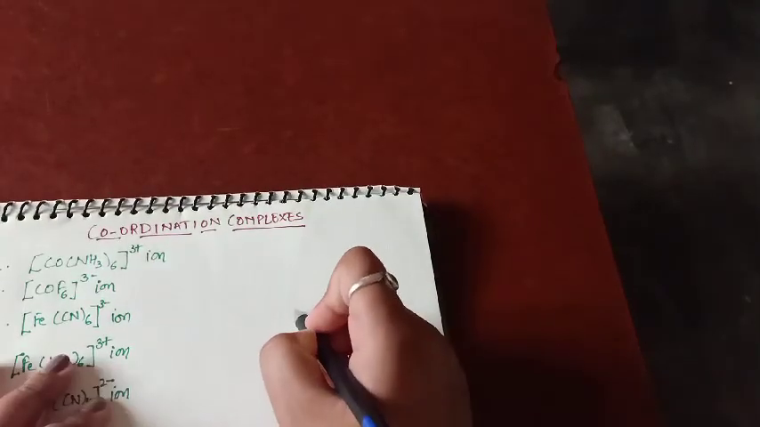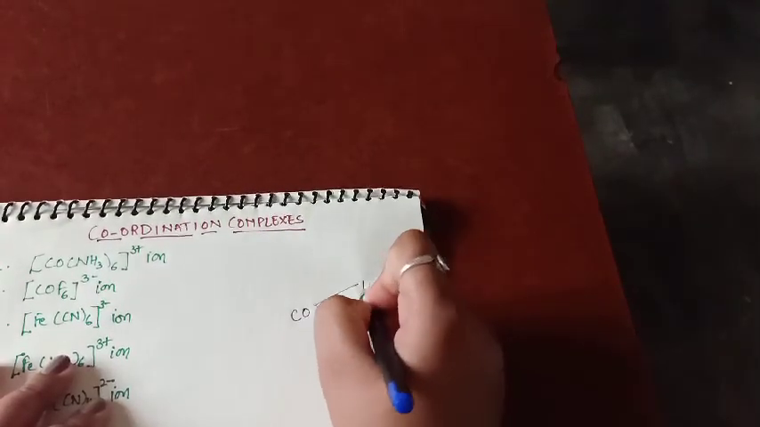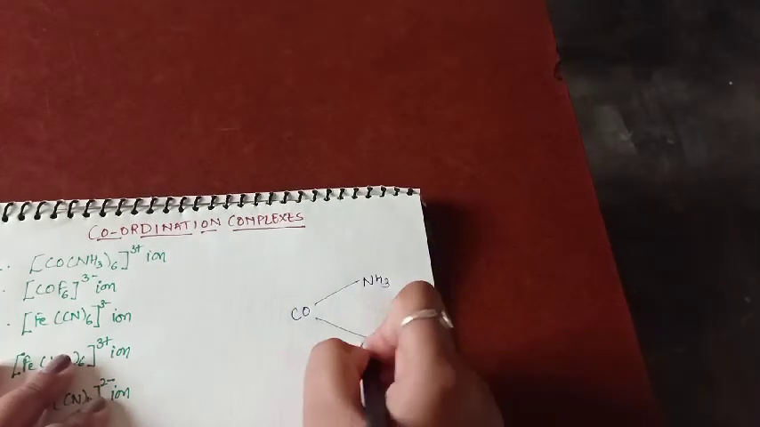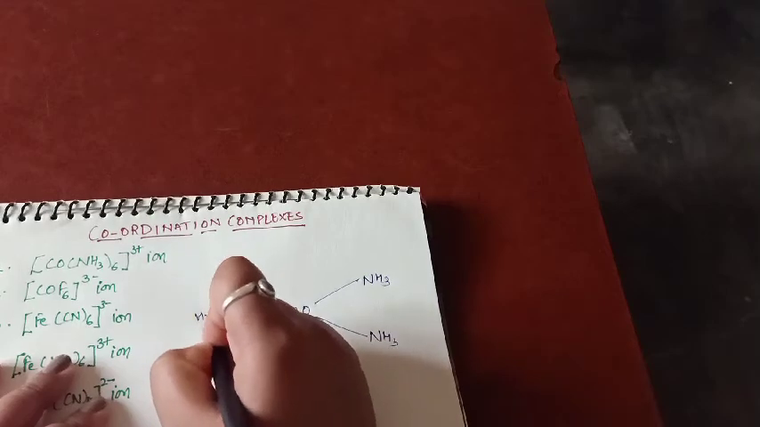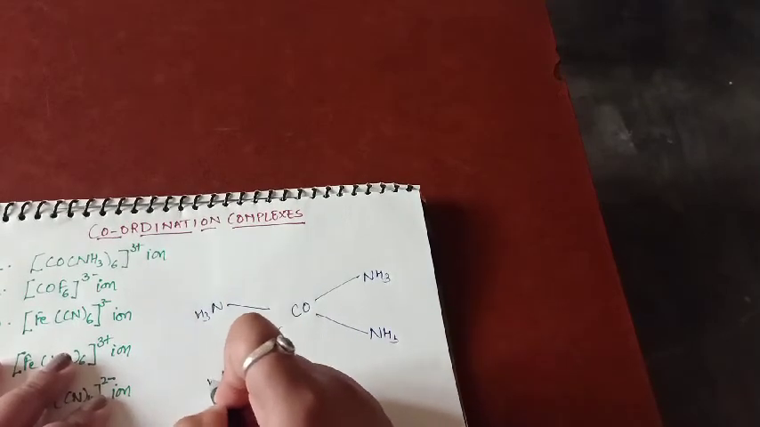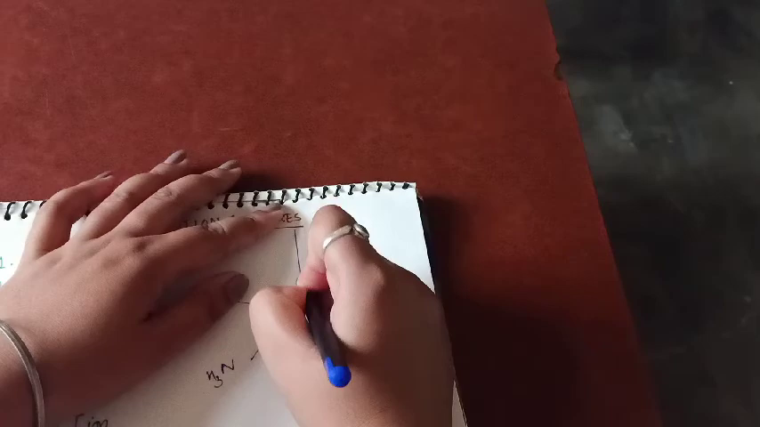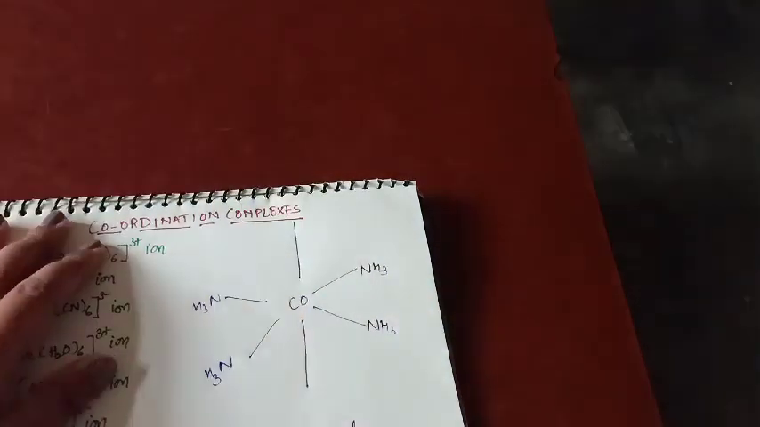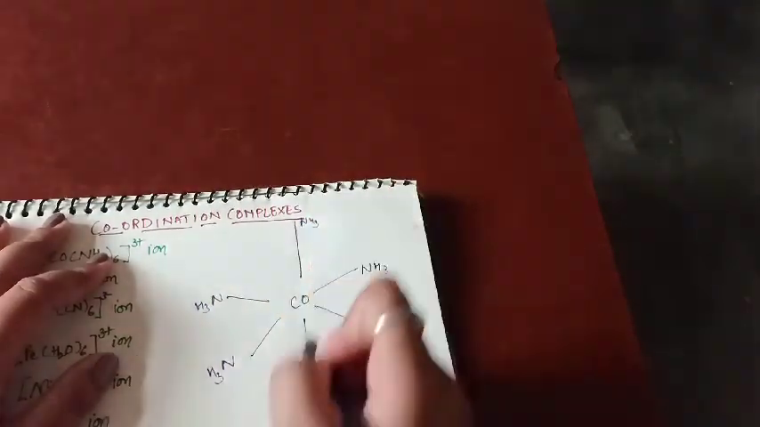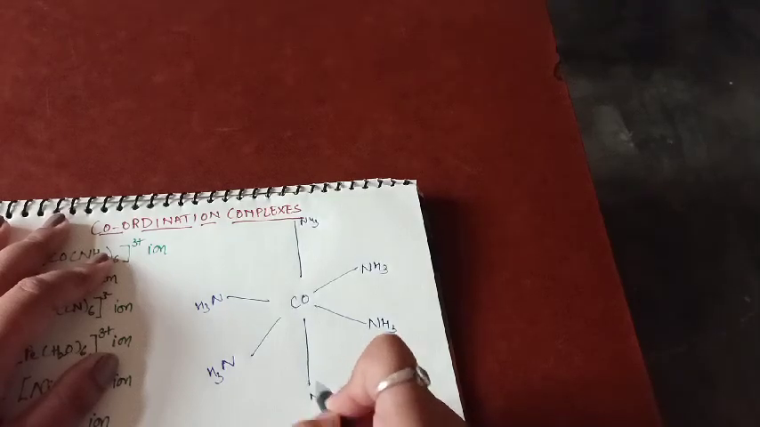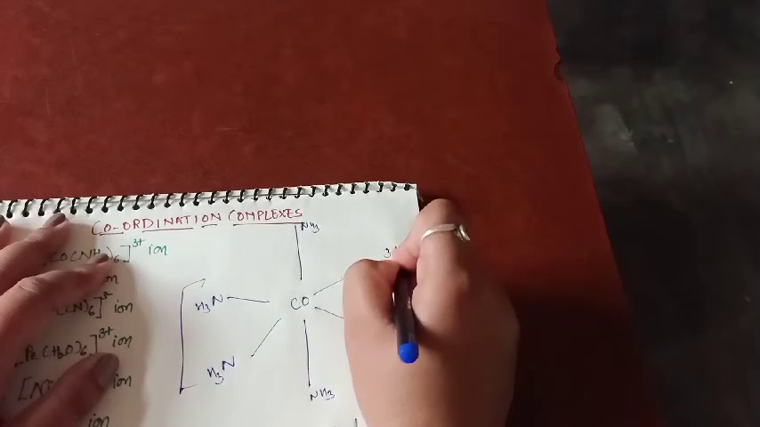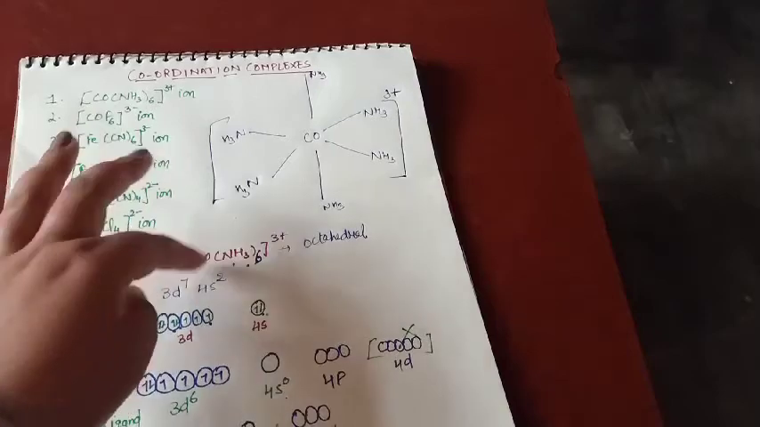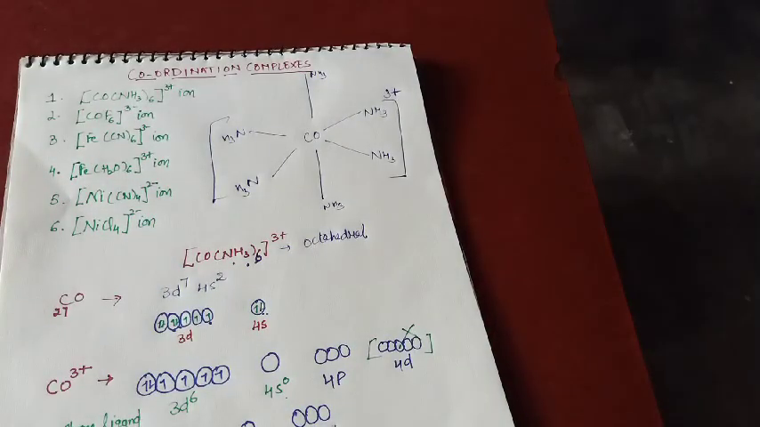So cobalt, with NH3, NH3, NH3, NH3. These 2 bonds should be with more length, NH3, NH3. So you can see here it is having +3 oxidation state outside. So this will be the picture of this complex. Hope it is clear.